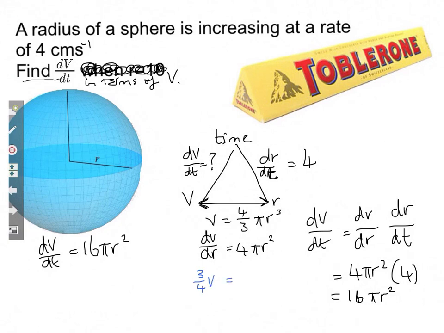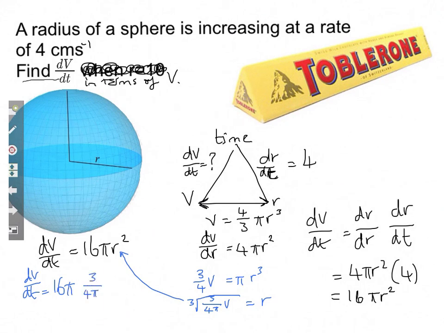3/4 v equals pi r cubed. Keep going, divide by pi and cube root. That gives me, running out of room, the cube root of 3/4 pi v equals r. And then this can go in here. So dV by dt is equal to 16 pi, and then we've got 3/4 pi v, and we've got it cube rooted and also squared. And there you have dV by dt in terms of v.